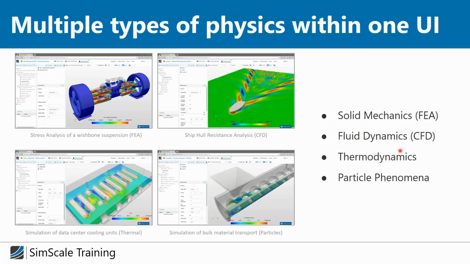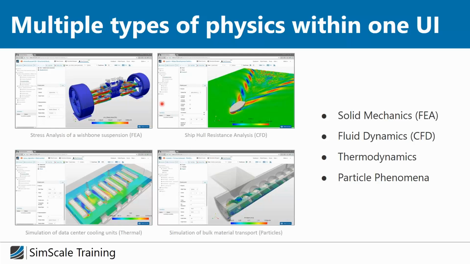Another kind of physics which is heavily used by our users is thermodynamics or thermal simulation, and this also has a very big range of applications. So basically, using this kind of simulation, you can simulate every phenomenon where heat distribution is included. For example, the simulation of data center cooling. And this kind of simulation can be used to optimize the air conditioning layout for the racks. And we also support particle phenomena simulations, for example, bulk material transport inside a mill.